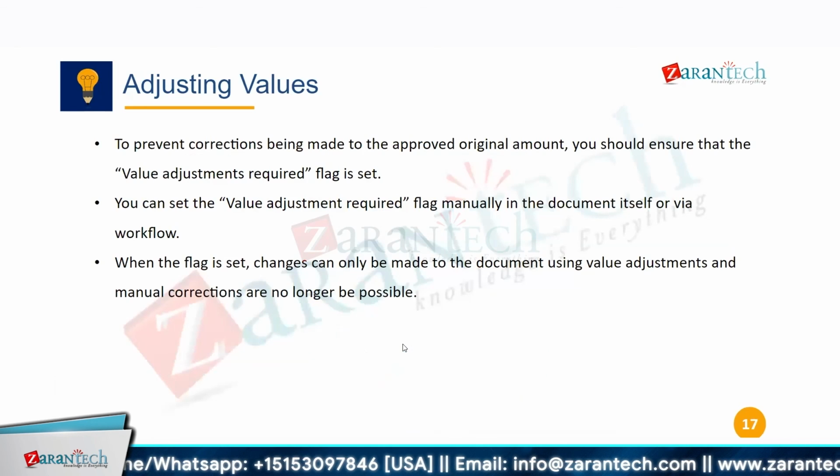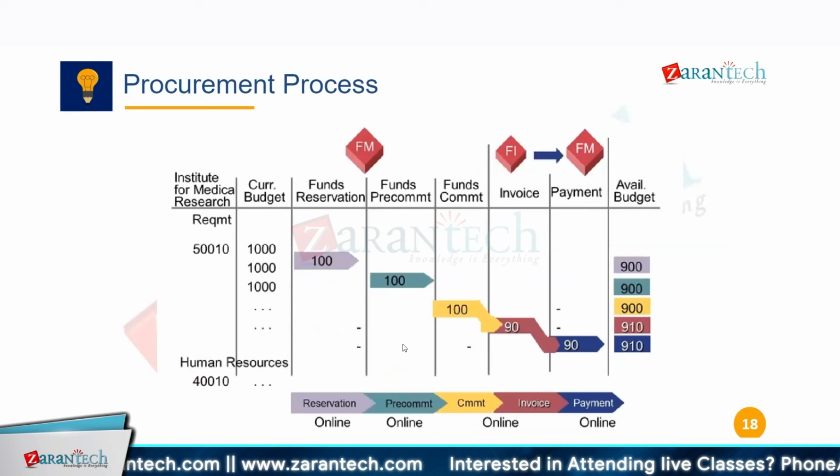To prevent corrections being made to the approved original amount, you should ensure that the value adjustment required flag is set. You can set the value adjustment required flag manually or via workflow. When the flag is set, changes can only be made to the document using value adjustment, and manual corrections are no longer possible. Okay, let's continue with this, and then we'll logically take it from there. We'll have some recap of this as well, and then we can continue from there.